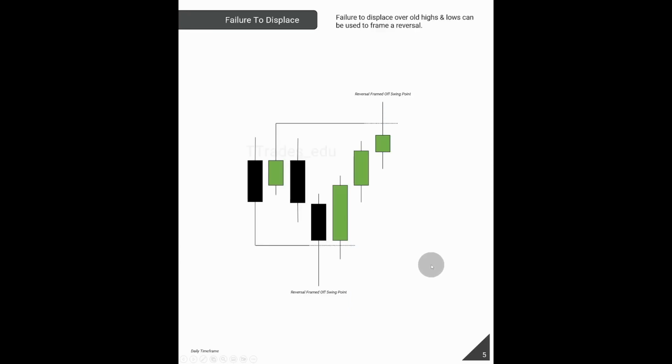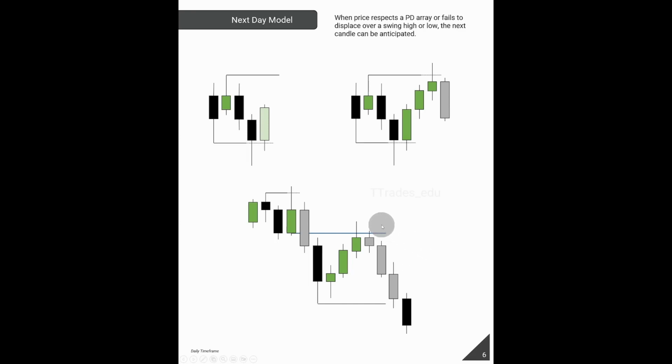That leads me into the failure to displace or the lack of displacement over swing points. So for example here, if we have a swing low and price fails to displace under it, my bias can then be up. Similarly up here, when price fails to displace over a high, my bias can be down. This then leads me into the next day model. So with the next day model, using PD arrays or old highs or old lows, and when price fails to displace below a low, my next day I can expect price to move higher. So right here, I would anticipate an open low high close candle or a bullish candle, and you can see how that would work out.